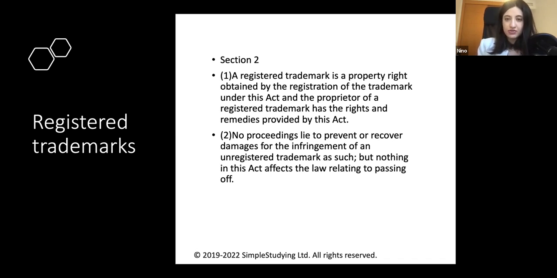A registered trademark is a property right obtained by the registration of the trademark. And you need to say that in a problem question and cite Section 2 of the Trademark Act 1994. No proceedings lie to prevent or recover damages for the infringement of an unregistered trademark. If it's an unregistered trademark, infringement actions cannot be brought under Trademark Act 1994. However, a tort of passing off can still apply. So another cause of action can be launched if it's not a registered trademark.